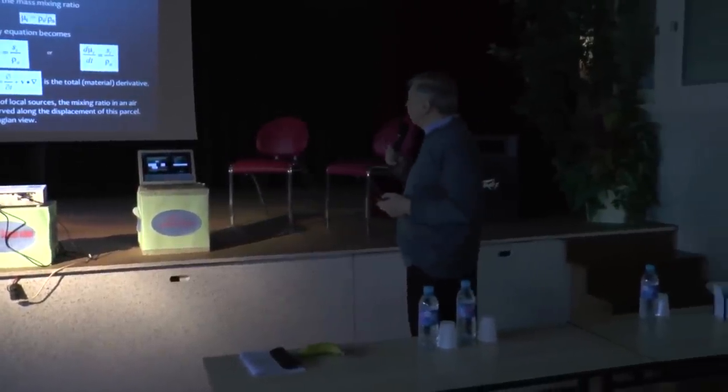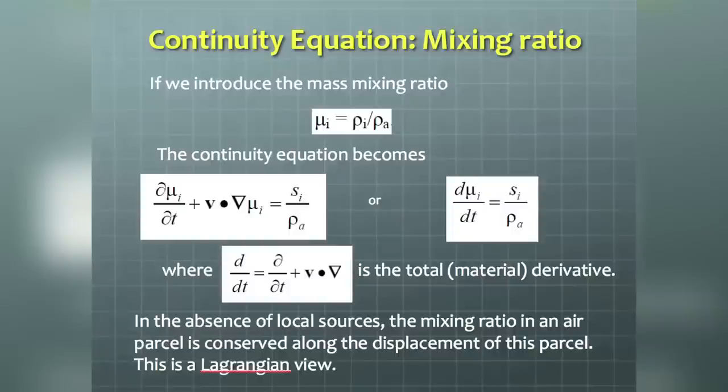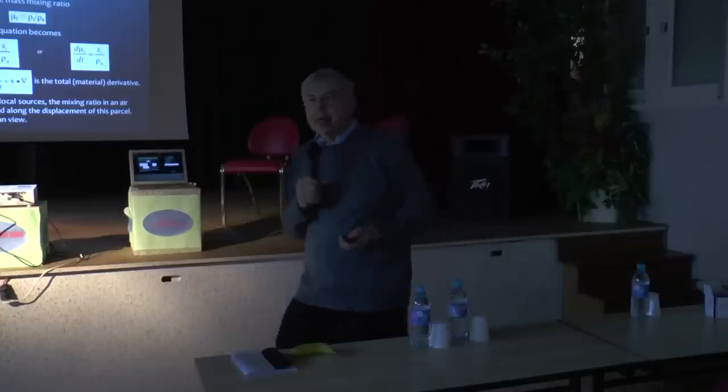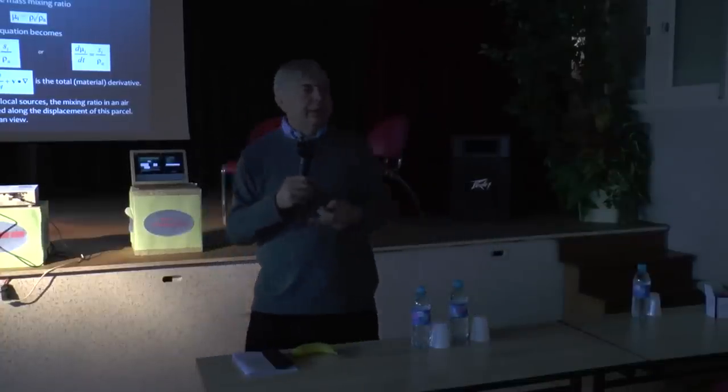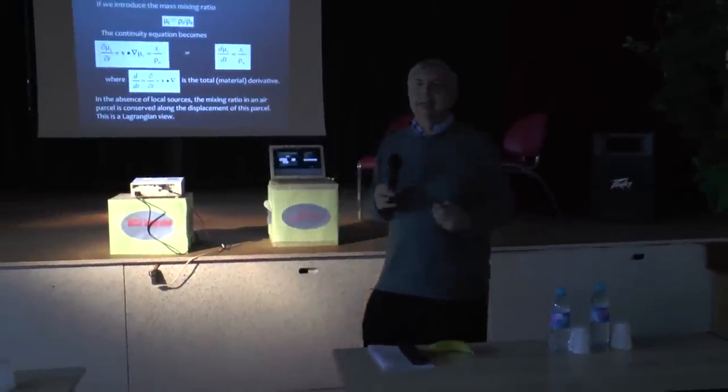The mixing ratio is a conserved quantity, and so in the absence of local sources, the mixing ratio in an air parcel is conserved along the displacement of the air parcel. And so this is the Lagrangian view, and in fact we will use this equation when we do Lagrangian models. We will just take air parcels and let them move, assuming the mixing ratio is not changing unless there is chemical production or destruction.